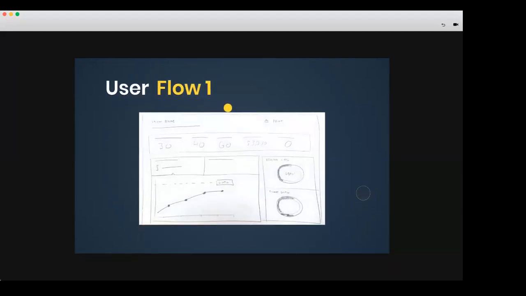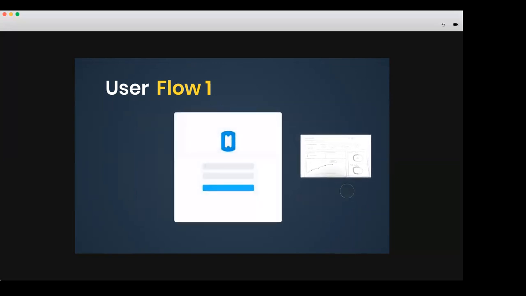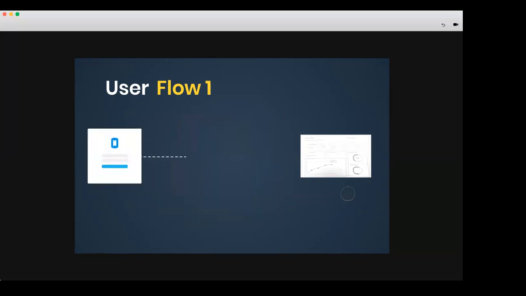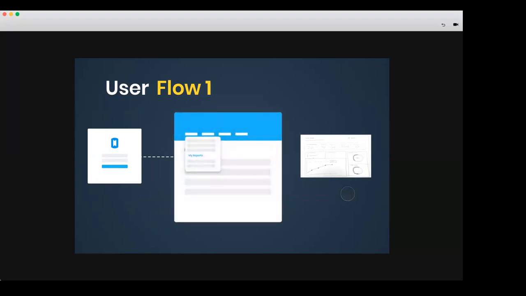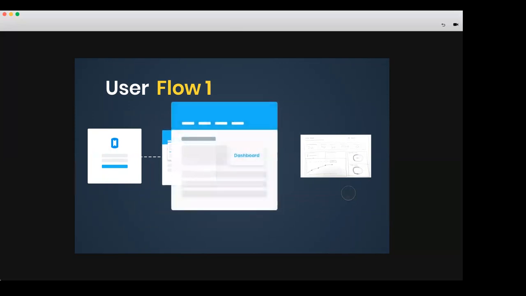So as you see here, this is a sketch of a brainstorming session, but how does the user actually get to this step? So this is where the user flow comes in. So we first start off from the very beginning. We start off where the user needs to sign in first to our OvationTix platform. And then once they're logged in, they'll be able to access My Reports. And after they click on My Reports, they'll be able to access the My Reports page.